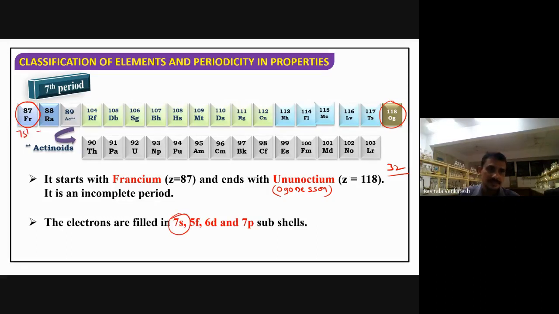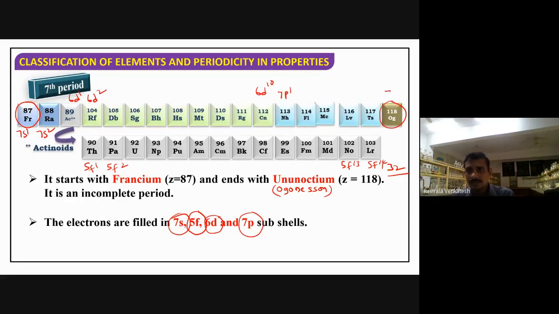7s1, 7s2. 5f orbitals: 5f1, 5f2, and finally 5f13, 5f14 like this. 6d fills here: 6d1, 6d2, up to 6d10. Now the 7p orbitals will fill here, 7p1 to 7p6. In this way, the electrons are filling.